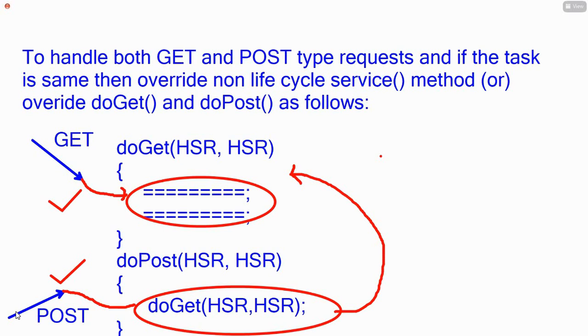But generic servlet, if you use, there is no other option. Compulsory lifecycle service. No other option. Here, multiple options are there. Understood what I said? Is it clear?